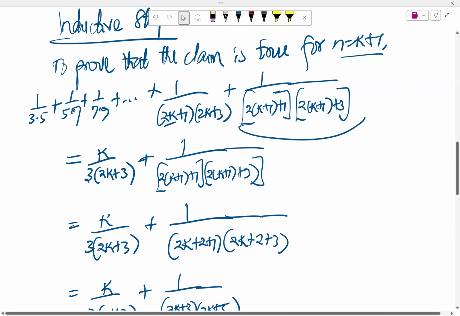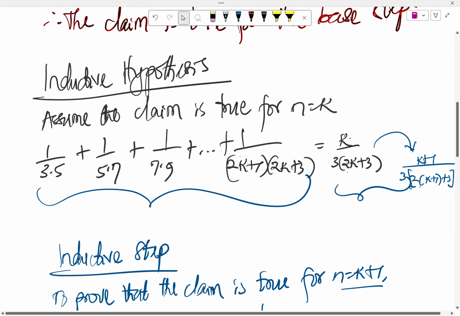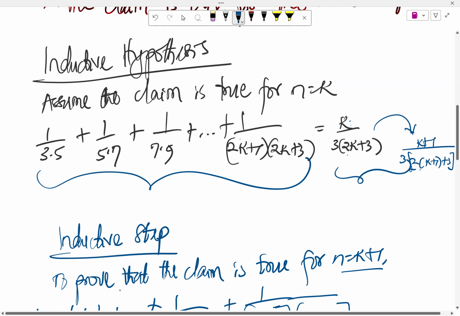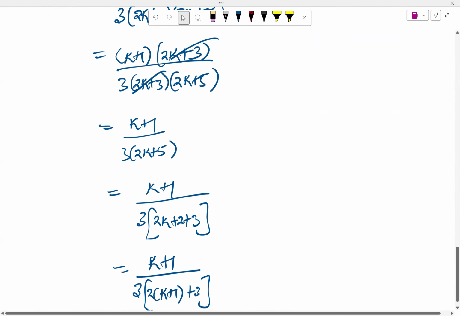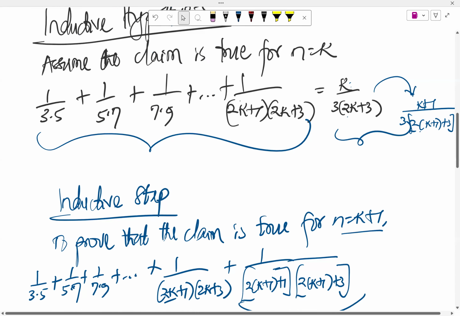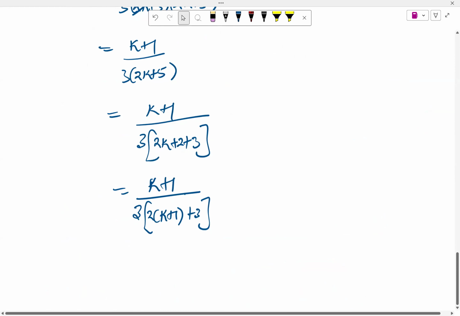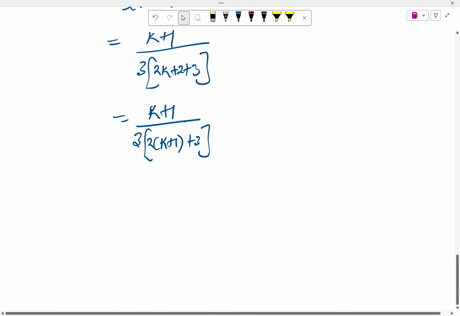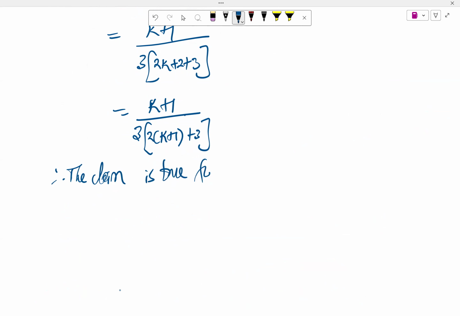For every n you had in the beginning, it has now been replaced by k + 1. So for k, you have k + 1 there. Then down there, you have 3(2k + 3), which is 3(2(k + 1) + 1)... that is how that goes. So you can say, therefore, the claim is true for n = k + 1.